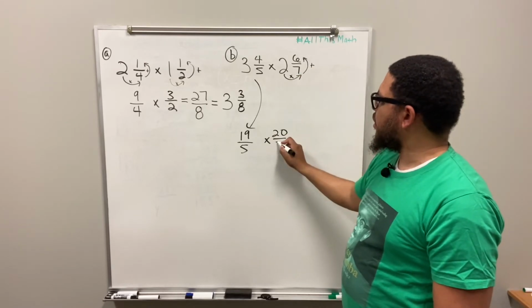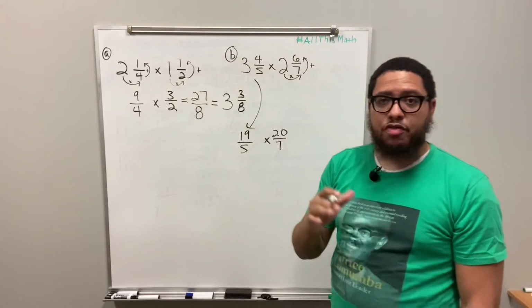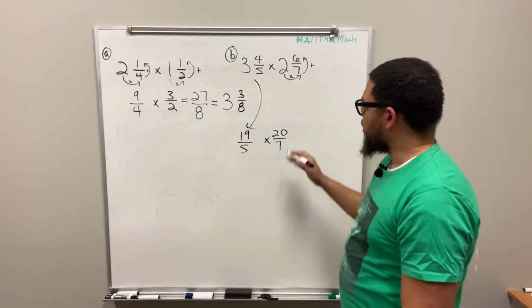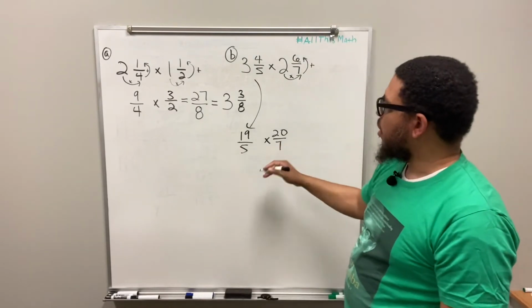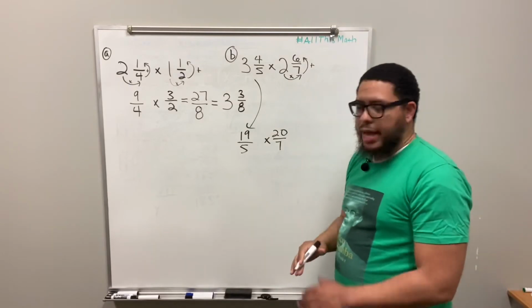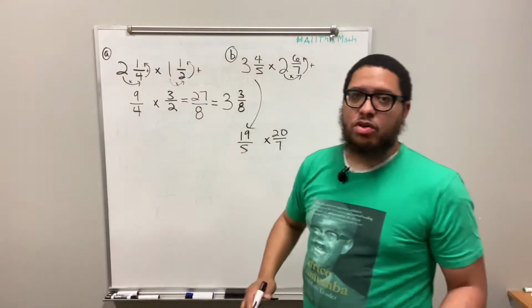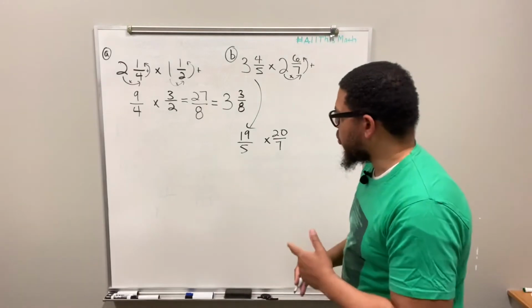Now I keep the denominator of 7. So now my fractions are 19/5 times 27. Now, with this one, I can cross cancel. And I always check to see if I can cross cancel. And with this one, I can cross cancel.